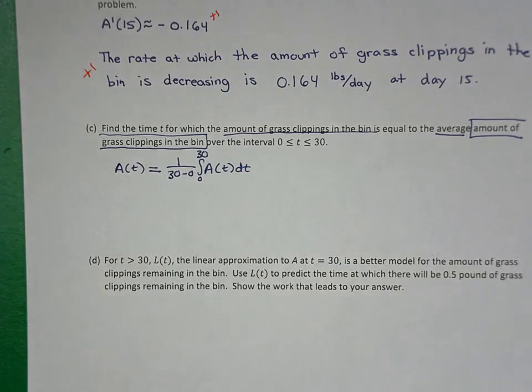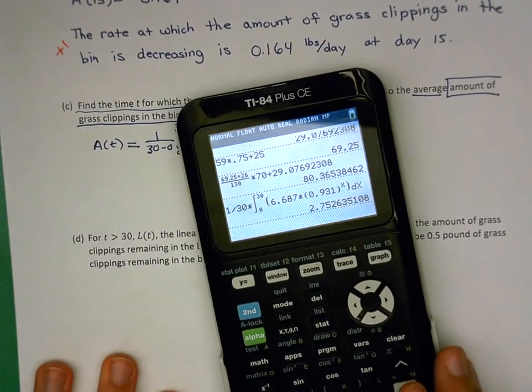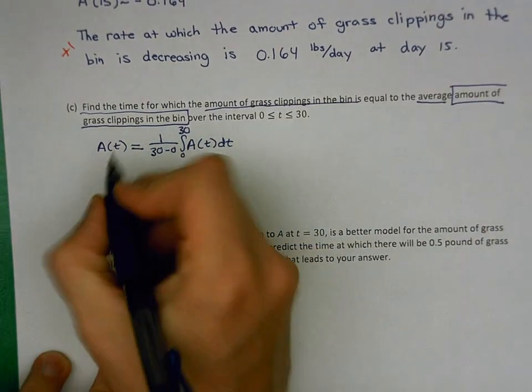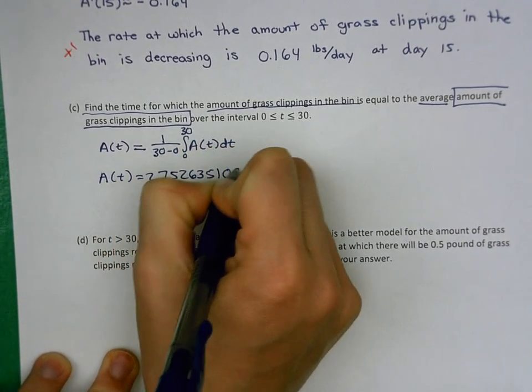But if you plug that into your calculator, you should get, let me go ahead and set that up here. 1 over 30 times the integral from 0 to 30 of 6.687 times 0.931 raised to the x power, and you should get this 2.752635, right? And then subtracting that over to the other side.